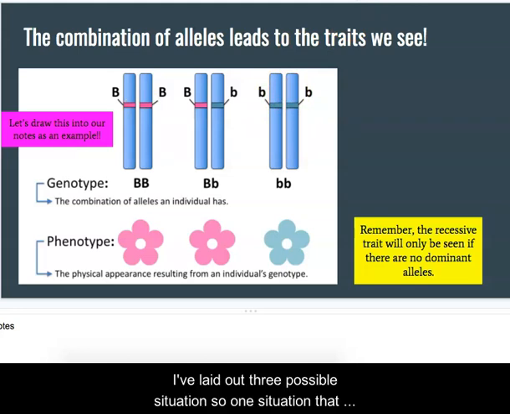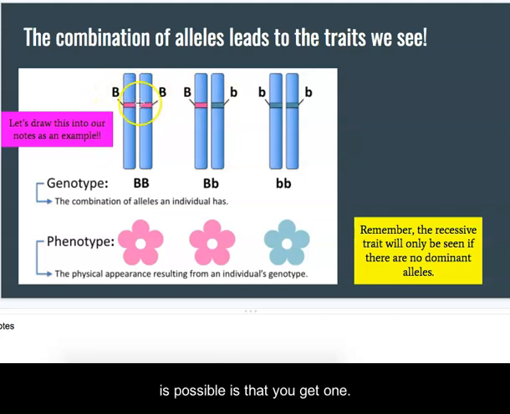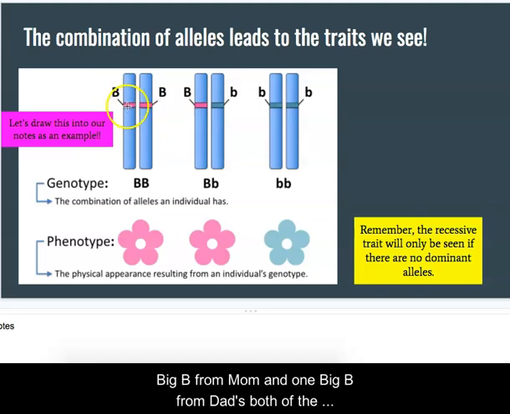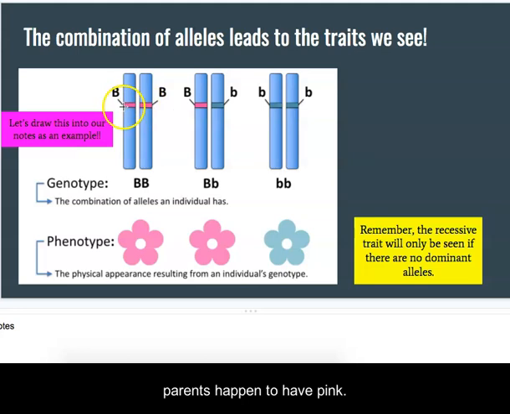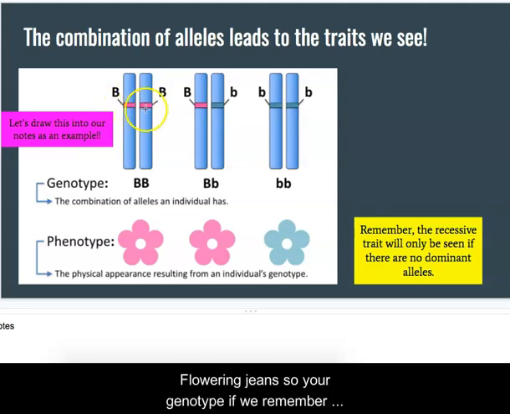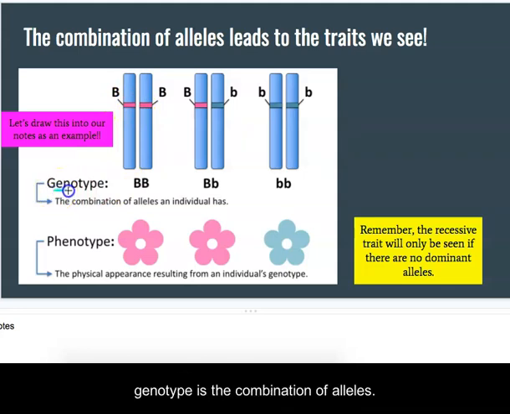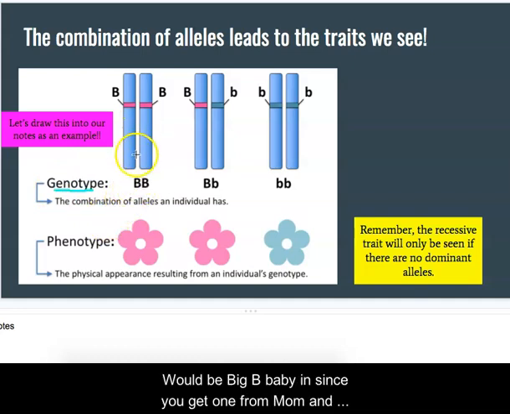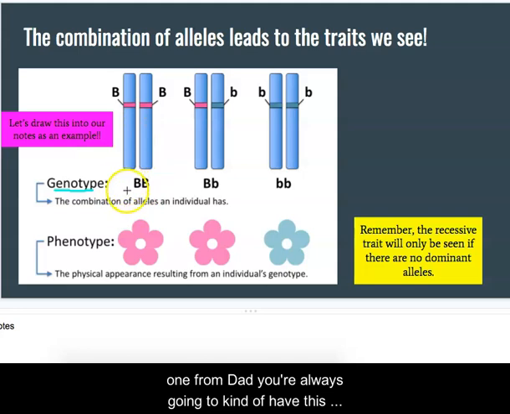But I've laid out 3 possible situations. One situation that is possible is that you get one big B from mom and one big B from dad. Both of the parents happen to have pink flowering genes. So your genotype, if we remember, genotype is the combination of alleles, it would be big B, big B. And since you get one from mom and one from dad, you're always going to have this 2-letter combo.